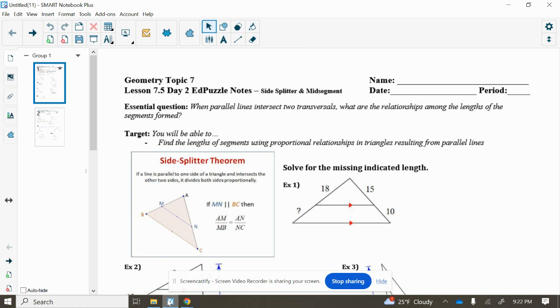Everyone, and welcome to the last lesson of topic 7. Today we are going to talk about the side splitter theorem as well as the mid-segments of triangles.